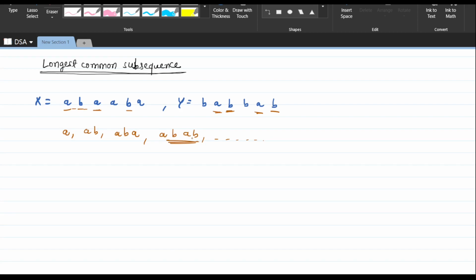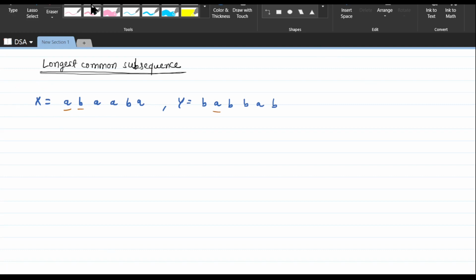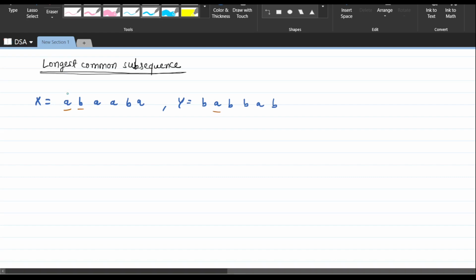So how would we solve this problem? One way is to apply the brute force approach. In the brute force approach, we find all the subsequences possible for both strings. What will be the time complexity for generating the subsequences? Every letter here has two choices: either it can be present in the longest common subsequence or not. This letter also has two choices. So every character has two choices.